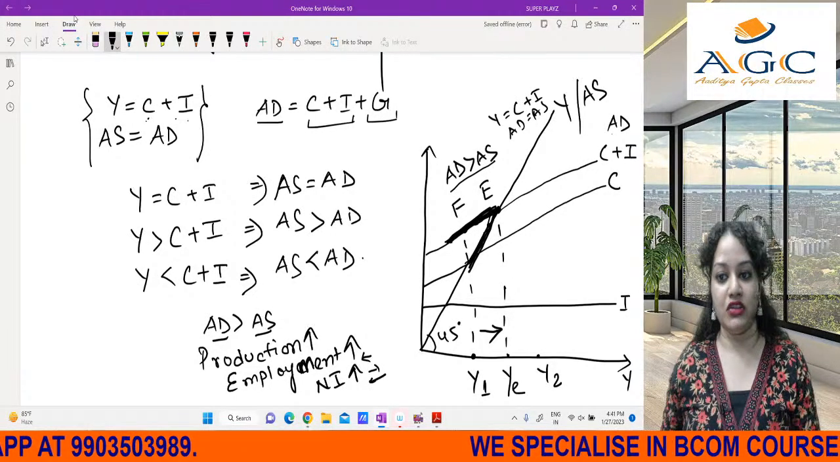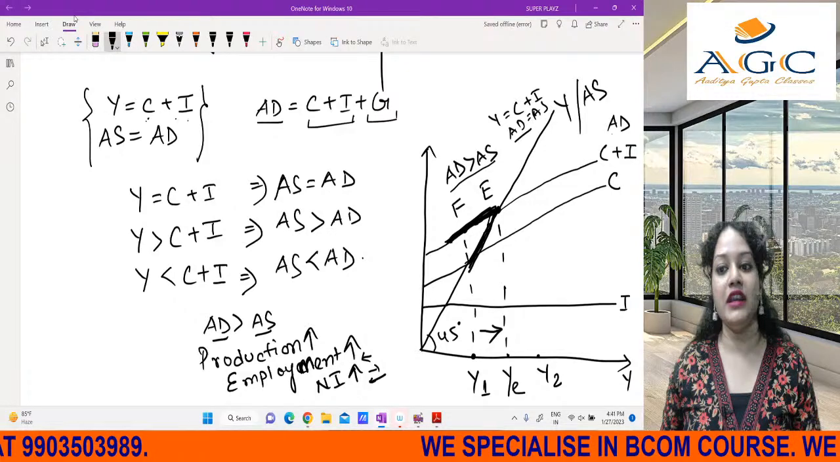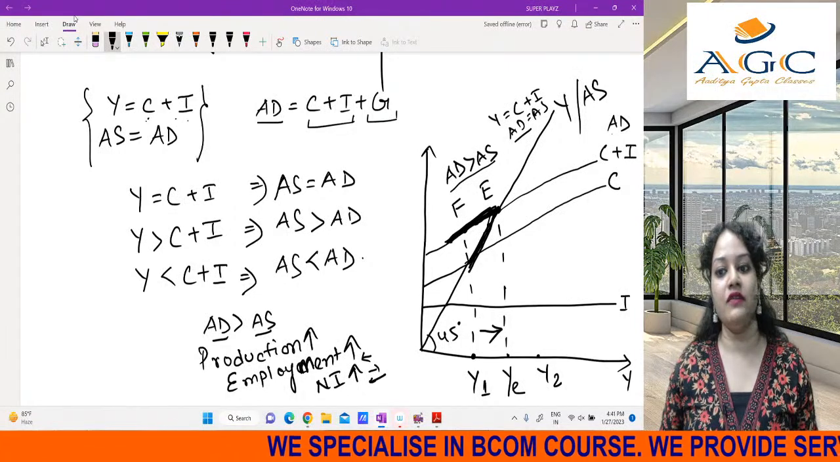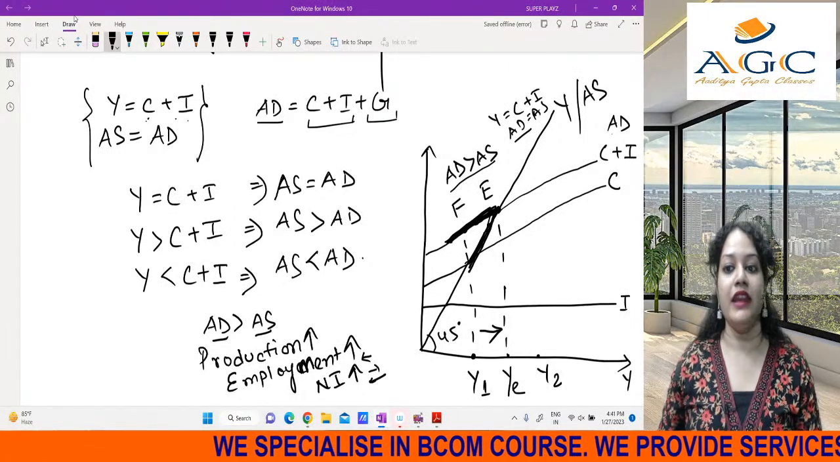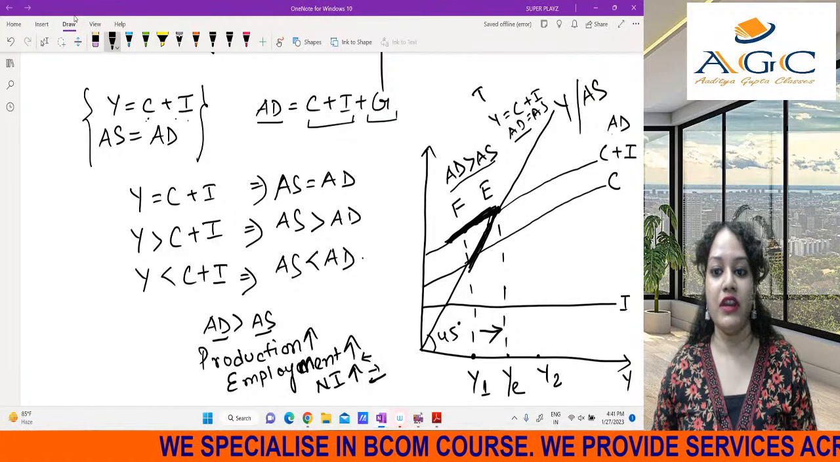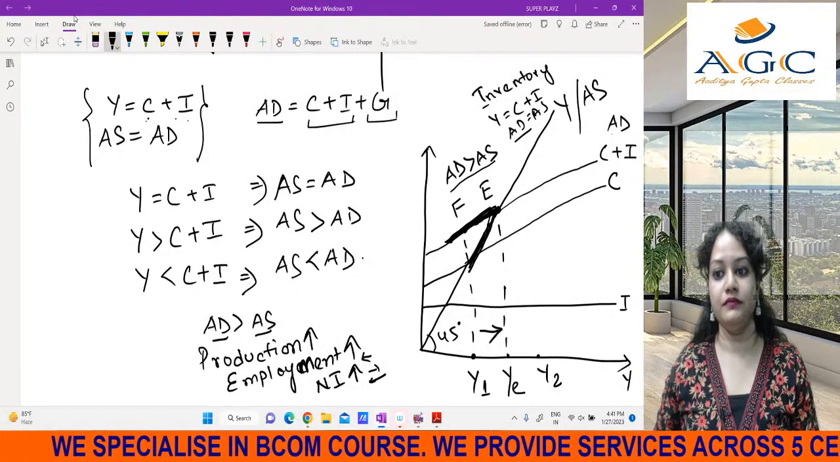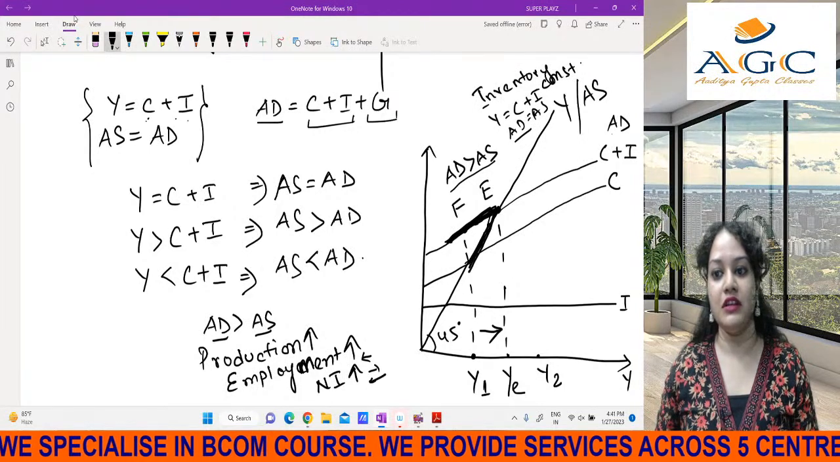Here what do you have to write? If your AD is equal to AS, then it means that there is no change in the inventory, because whatever has been there in your inventory, that has been supplied, right? So here your inventory will be constant. Your inventory is constant here.